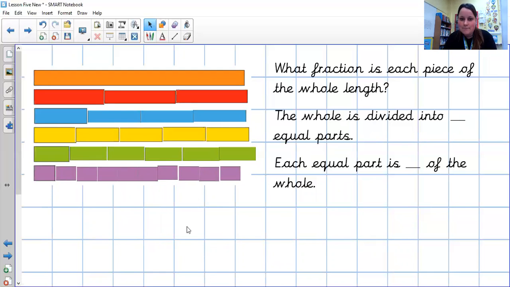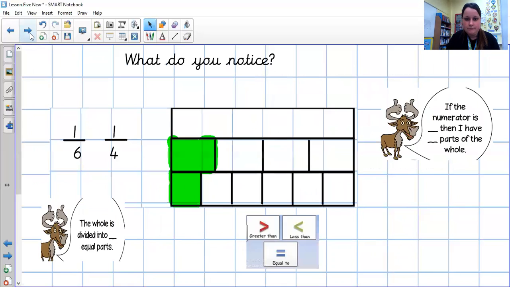Now I want you to try and remember this visual representation. It's a bit like a fraction wall, and I did show you that in the last lesson as well. So just remember the fraction wall, because hopefully that's going to help us today when we're trying to order these unit fractions, okay? Remembering our whole is the same, and we split our whole into a different number of equal parts, and then each equal part is something of the whole. So we're going to use that to help us.